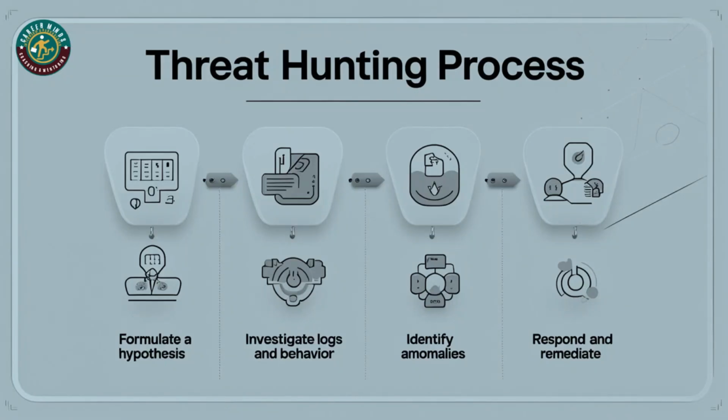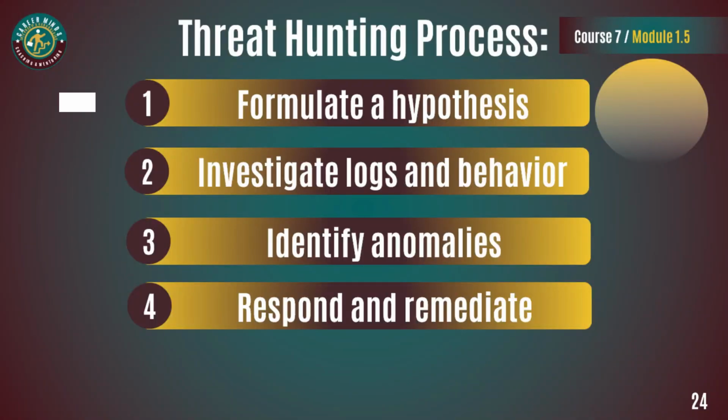And here's the basic process that we follow for this. Number 1, you formulate a hypothesis. For example, what if someone is using PowerShell in an unusual way? Number 2, you investigate logs and behavior. You dig into system logs and user activity. Number 3, you identify anomalies, which means that you notice patterns that don't belong, like a user logging in from 2 different countries at the same time. Number 4, you respond and remediate. And once the threat is confirmed, action is taken to neutralize it.